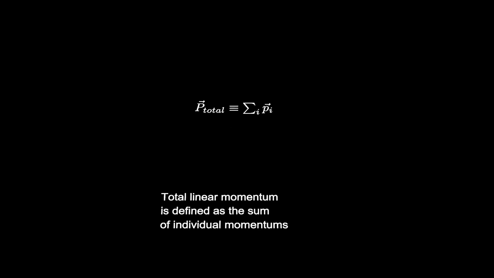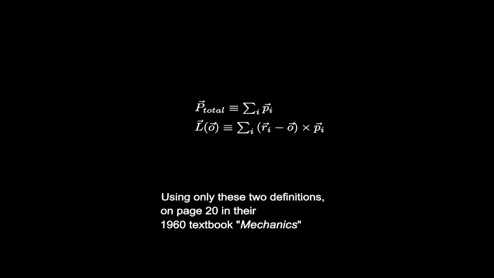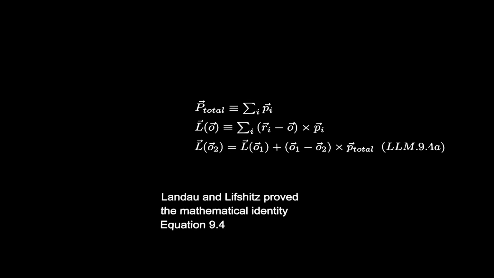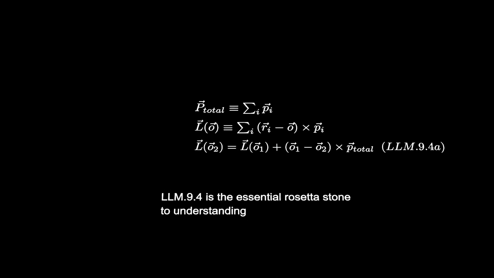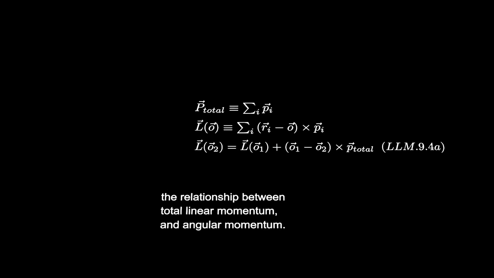Landau and Lifshitz. Total linear momentum is defined as the sum of individual momentums. Total angular momentum is defined as the sum of individual angular momentums. Using only these two definitions on page 20 in their 1960 textbook, Mechanics, Landau and Lifshitz proved the mathematical identity equation 9.4. Equation 9.4 is the essential Rosetta Stone to understanding the relationship between total linear momentum and angular momentum. Let's derive it.